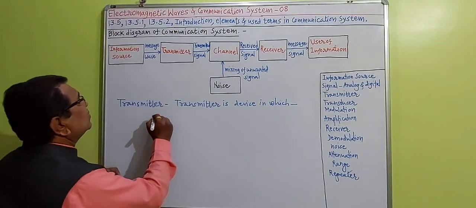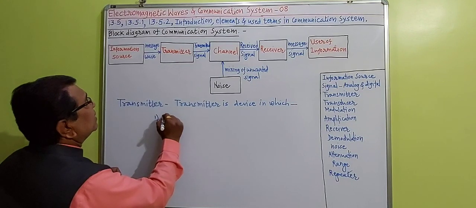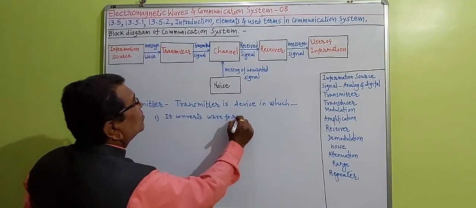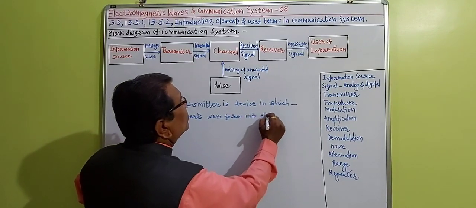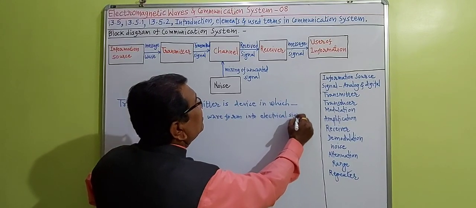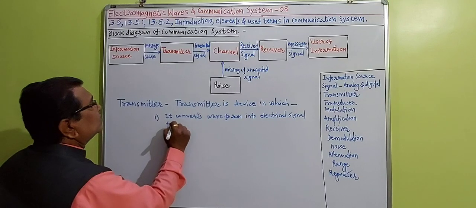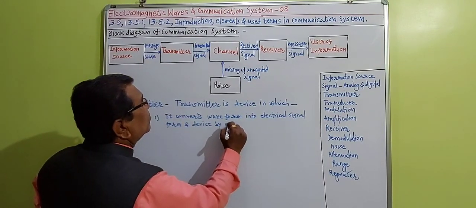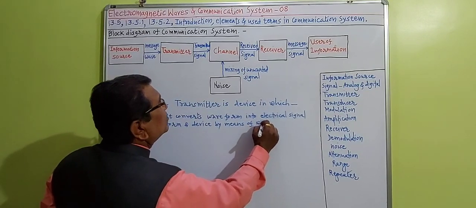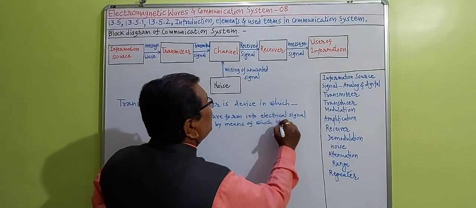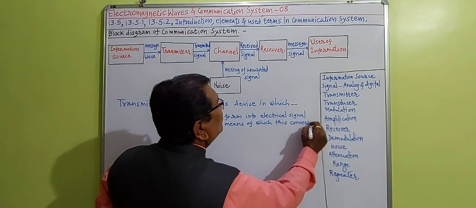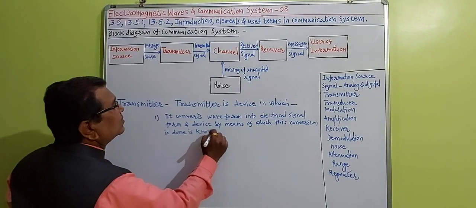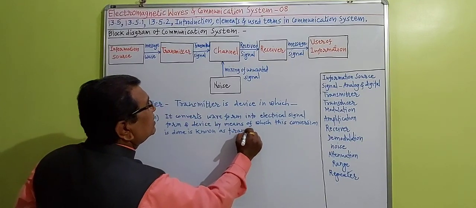Transmitter is a device in which, number one, it converts waveform into electrical signal form, and the device by means of which this conversion is done is known as what? Transducer.